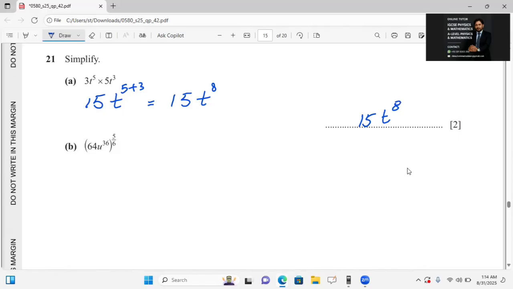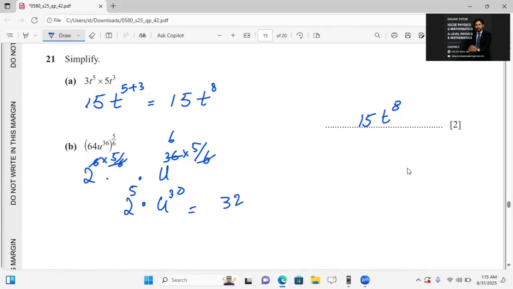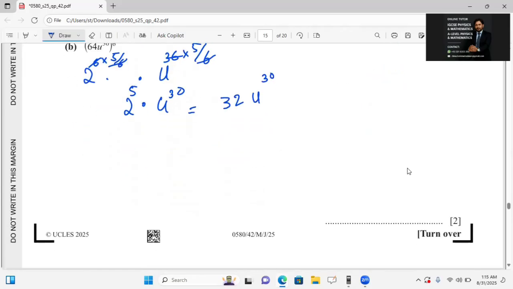Let's go for its simplification over here. 64 can be written as 2 power 6, and 32 is 2 power 5. Multiply 5 by 6, which is 30. So it is 32 times u power 30, 2 power 5 and u power 30.